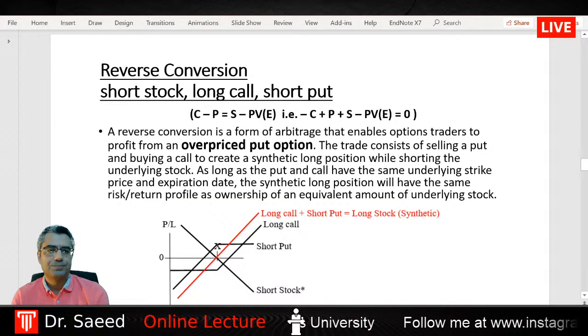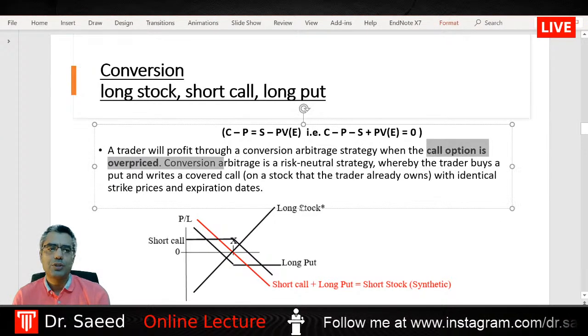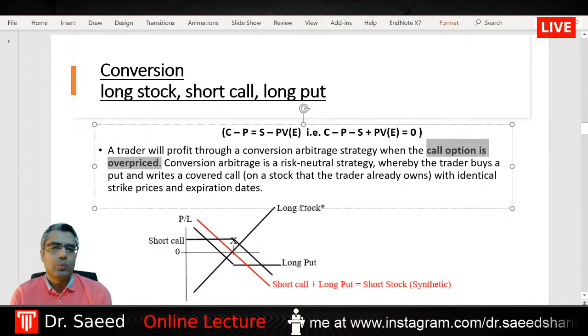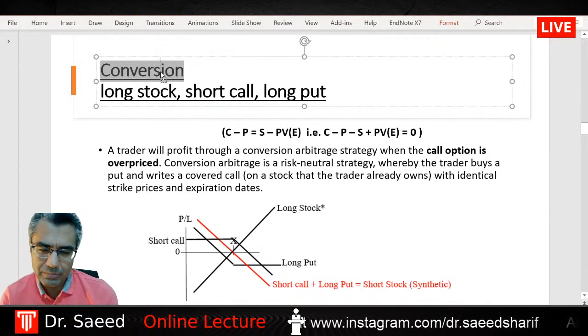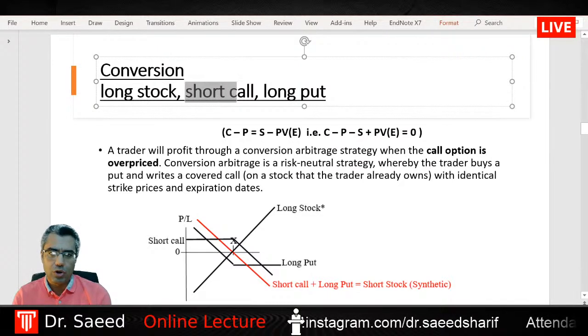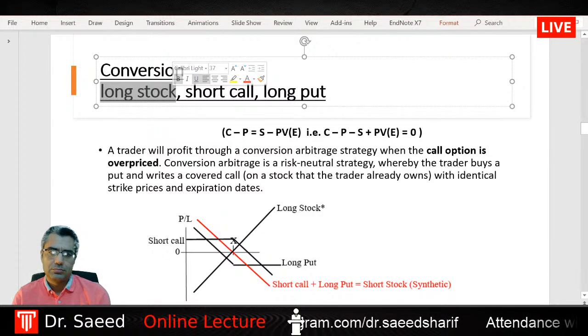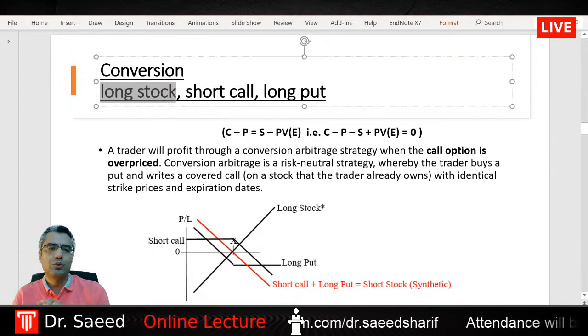So for conversion, call option is overpriced. So when call option is overpriced, this means you can implement conversion strategy, and this means you short call, you long put, and you long stock. And this means you already locked in your profit.